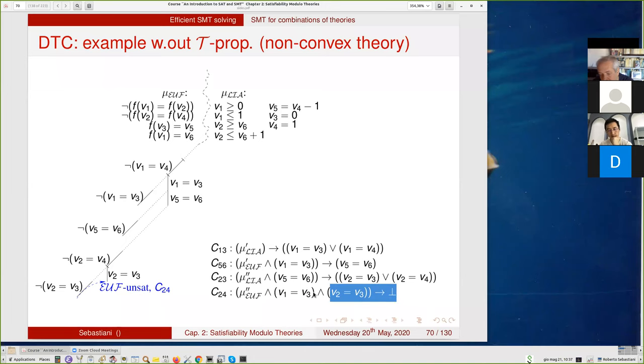So you learn this clause, which causes you to jump to the latest assigned variable, which is V2 equals V3, and you assign it to true.